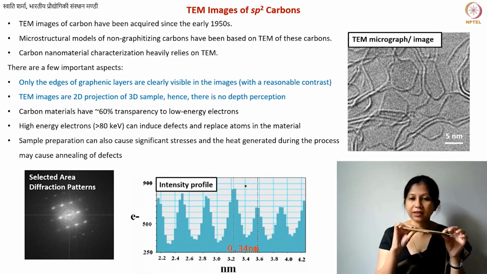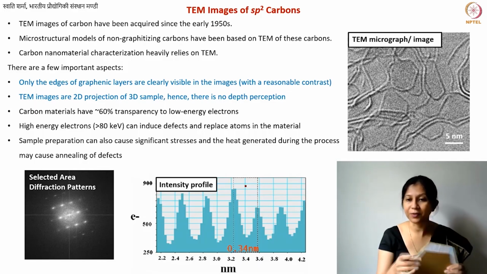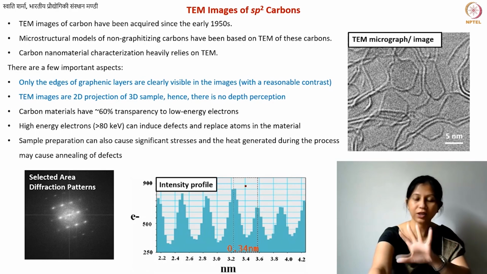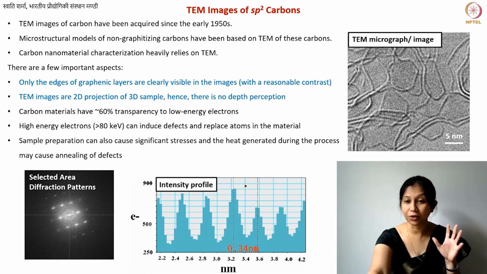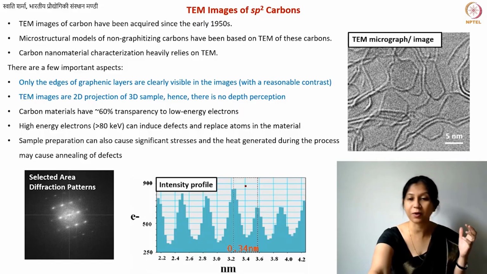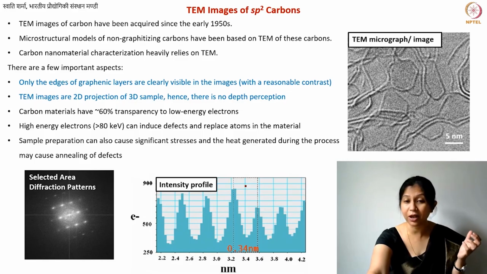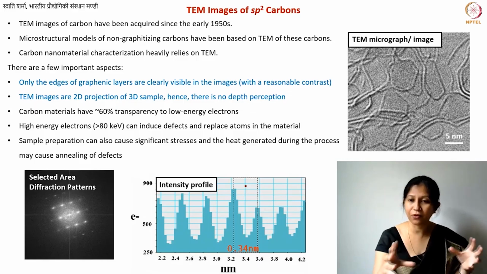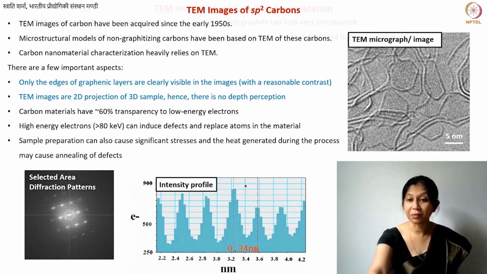Rather than this, then you're probably looking at this. So this is what we'll come to. These are the types of images, and there are many more, by the way. Transmission electron microscopy can be used for various purposes, various types of imaging. But these are the types of images or patterns that we use generally for understanding carbon materials.